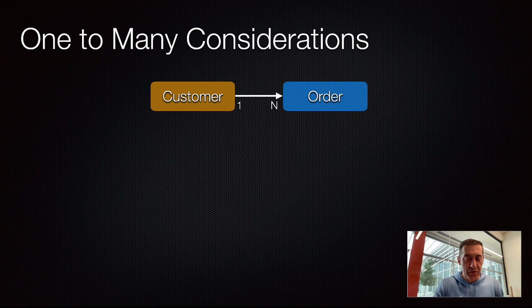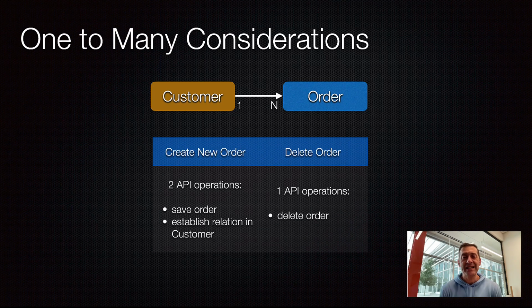So consider that you have this kind of schema where you have classical one-to-many, where from the parent table customer, you have a collection of related order objects. In this case, the analysis goes like this. You would look into what it would take to create a new child and what it would take to delete a child. In this case, to create a new order, it will require 2 API operations. One is you would be saving the order, and second, you would be establishing relation in customer.